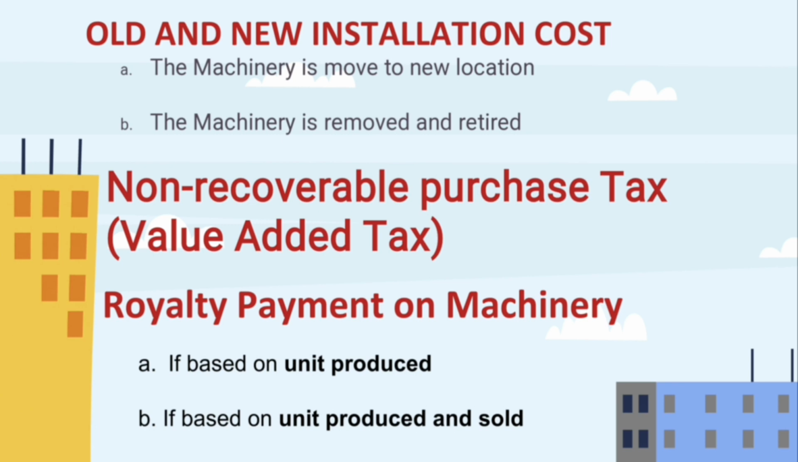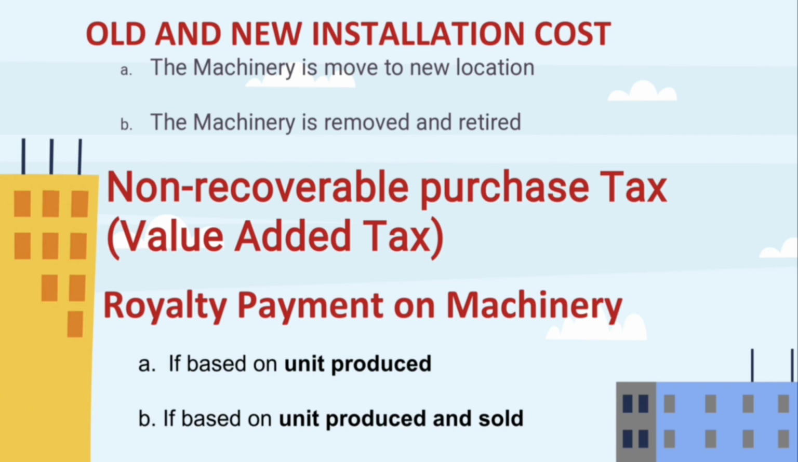In the book, there are 3, which is old and new installation cost, non-recoverable purchase tax, example, value-added tax, and lastly, royalty payment on machines. So, there are 2 scenarios given for the old and new installation cost, which is the machinery is moved to a new location and the machinery is removed and retired.